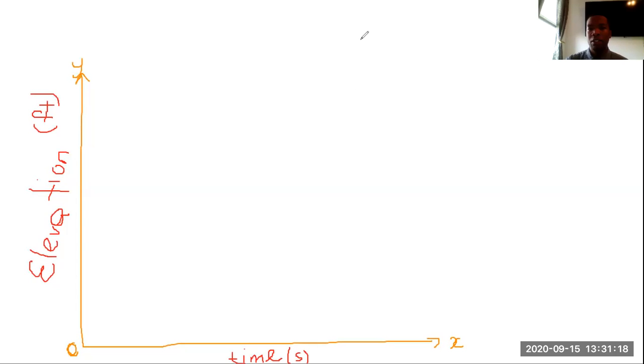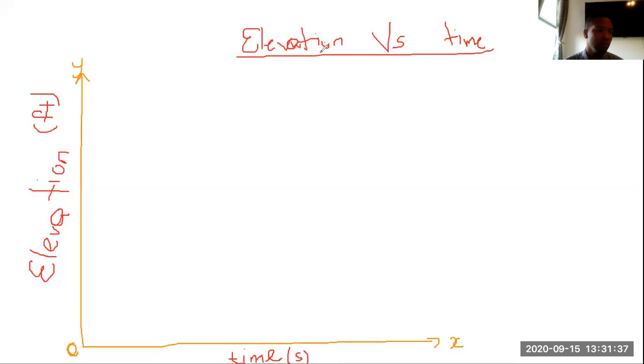We're also going to title this graph because we have to title our graphs. We're going to call it elevation versus time. And that's the title of our graph. So we labeled the y-axis with the quantity feet for elevation, and then we labeled the x-axis time, which is being measured in seconds.